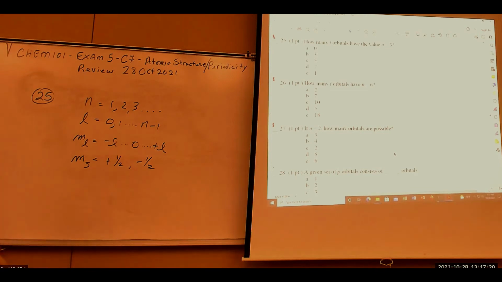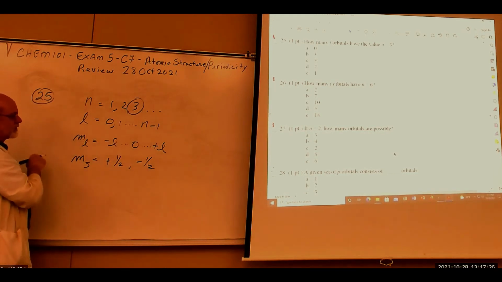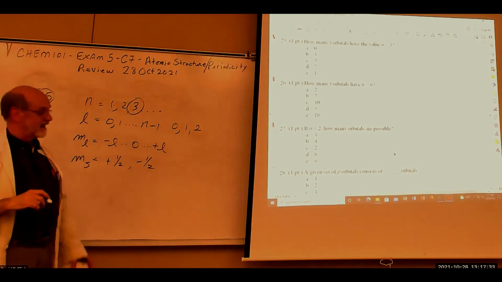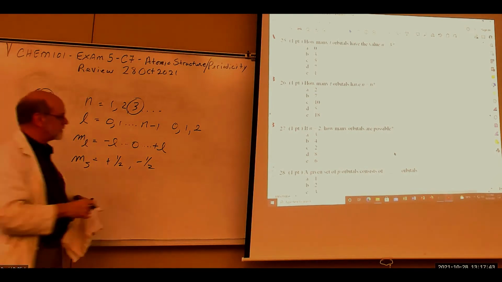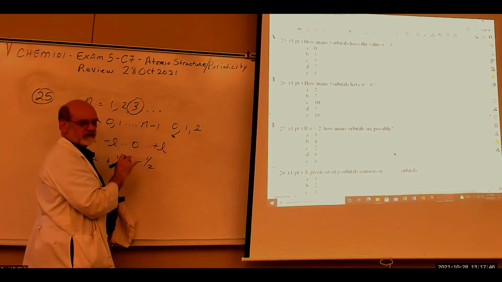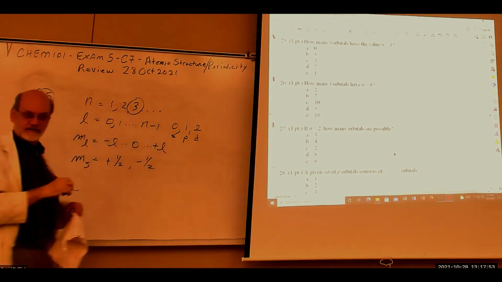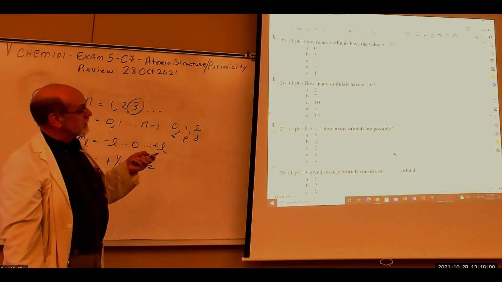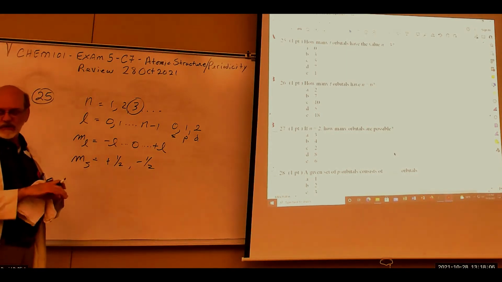So let's look at this problem again. 25. n equals 3. So we're focused on n equals 3. Now what are the possible L's we can have? We can have 0, 1, 2. Remember, to make things not so messy with numbers, the L's get letters too. So the zeros are S's, the ones are P's, 2's are D's, and 3's are F's. But 3 doesn't go that high. That's as high as it can go. So n equals 3, there are no F's. Sort of a trick question.